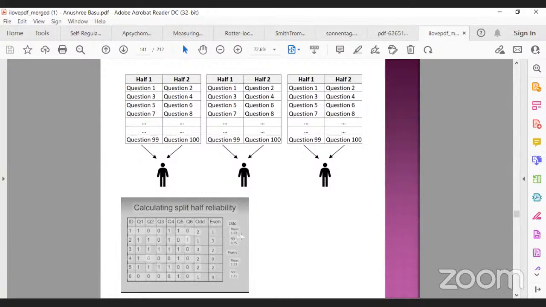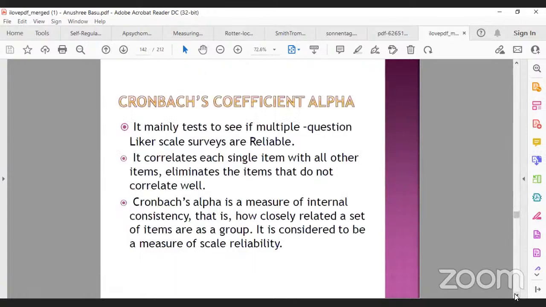And for odd, the mean is 1.83. For the even, the mean is 1.33. For odd, the SD is 0.75. For even, the SD is 1.21. That means there is some variability in the test scores. It is not very true. So the reliability coefficient would be positive, but it won't be very strong. It won't be indicating very highly reliable results.